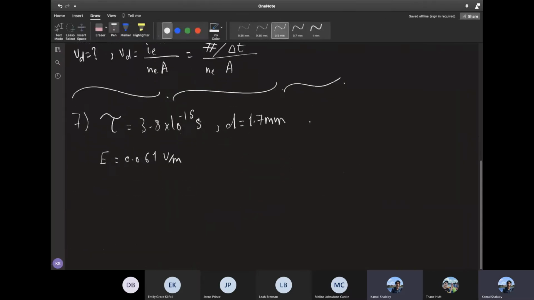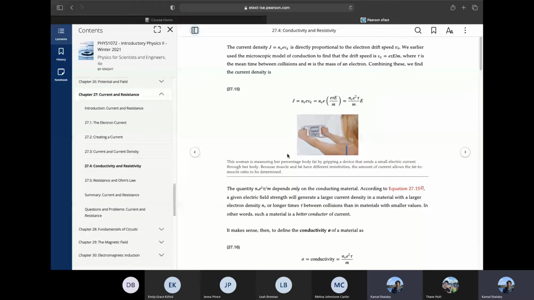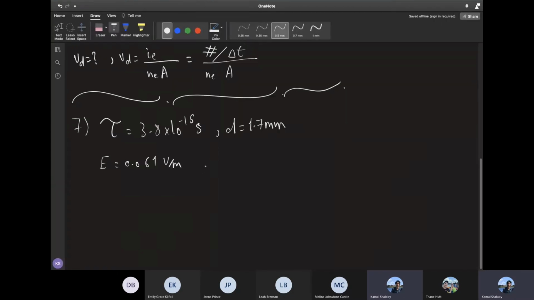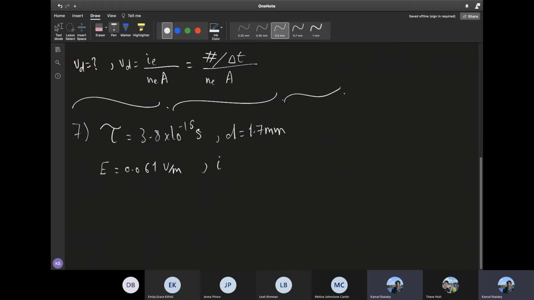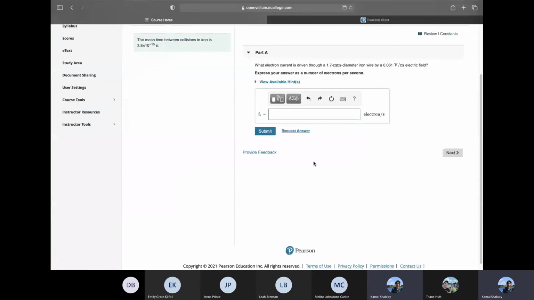Okay, what again do we have? We have tau, we have the area, and we have the E. We have the tau, but here there's no area we need. So you also need to write what do we actually need to find. We need to find what the electron current is equal to. Express your answer in number of electrons per second.